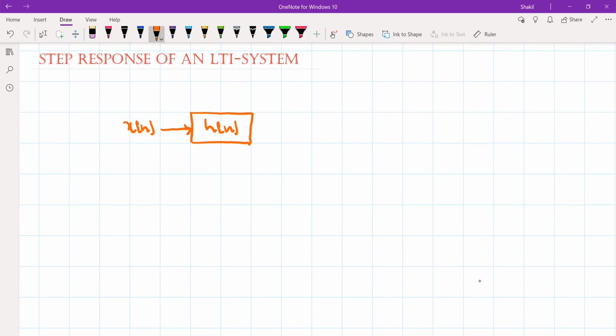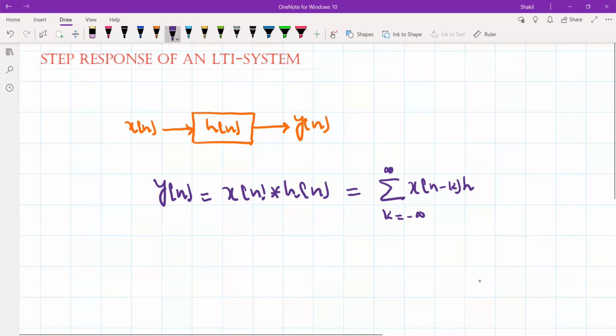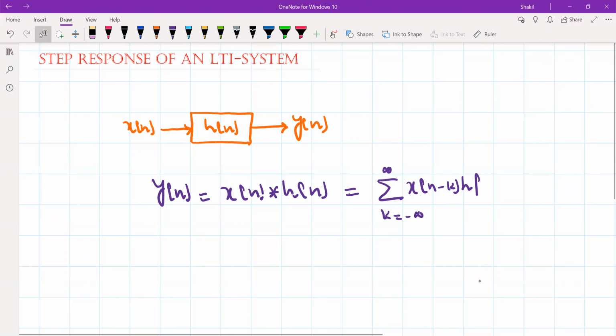So the corresponding output will be y of n, and we know we can write y of n as the convolution between x of n and h of n. And this we can write like this: k running from minus infinity to infinity, x of n minus k, h of k. So this is the output of any LTI system.